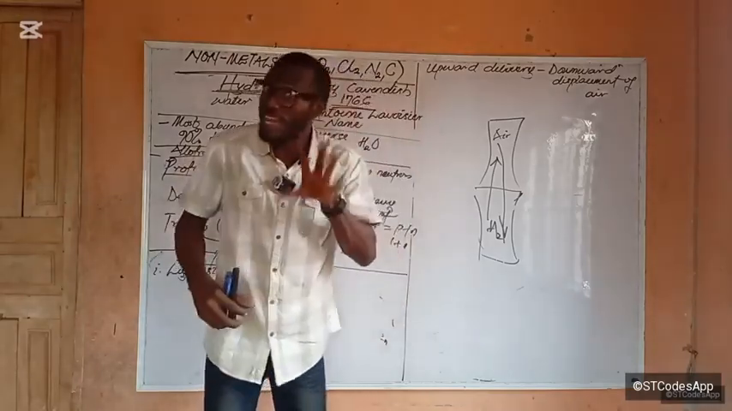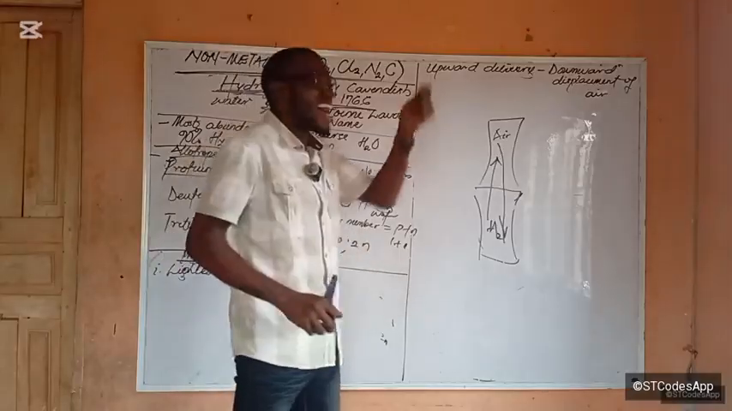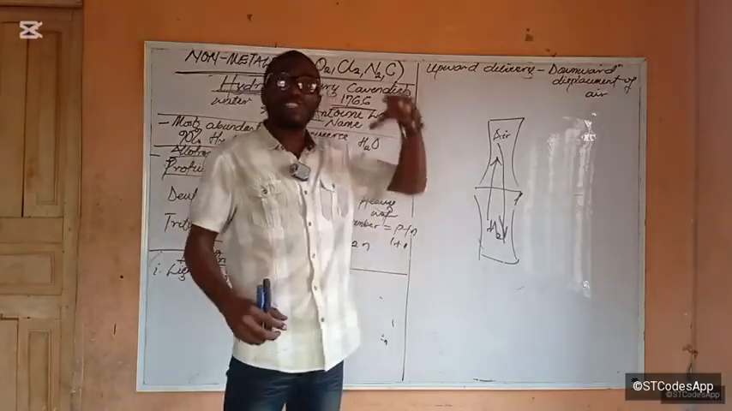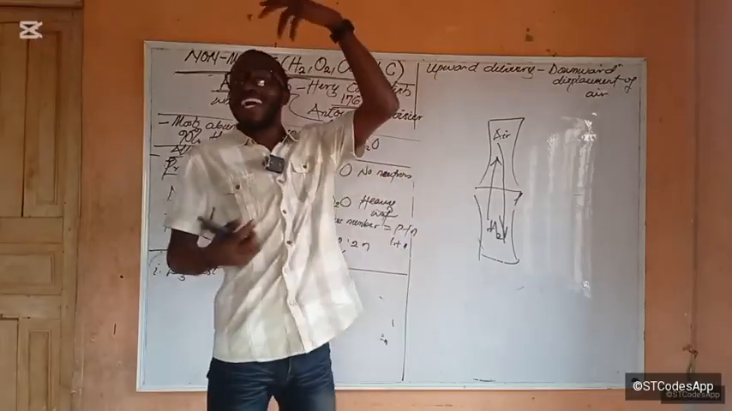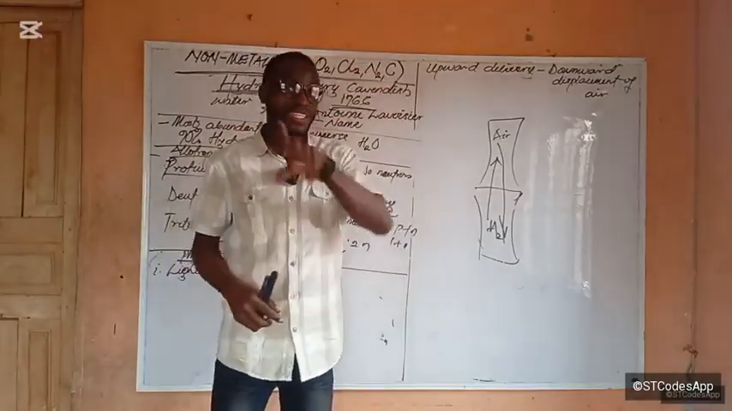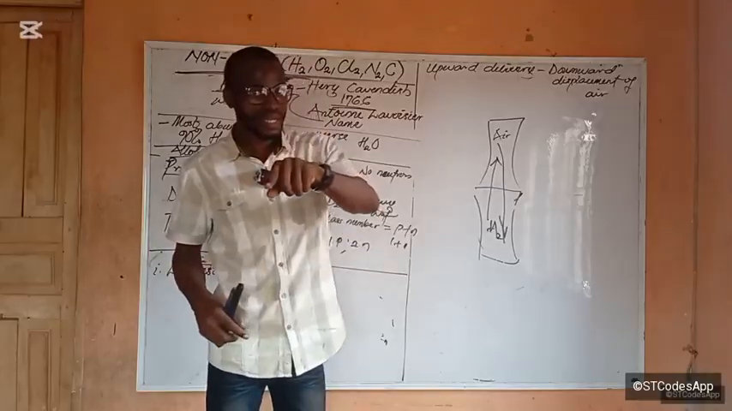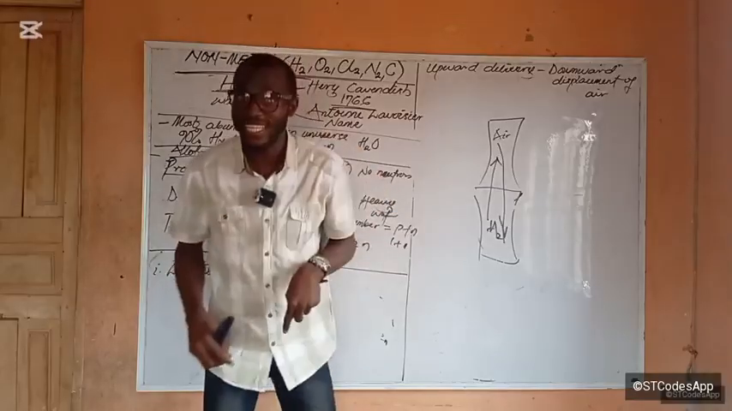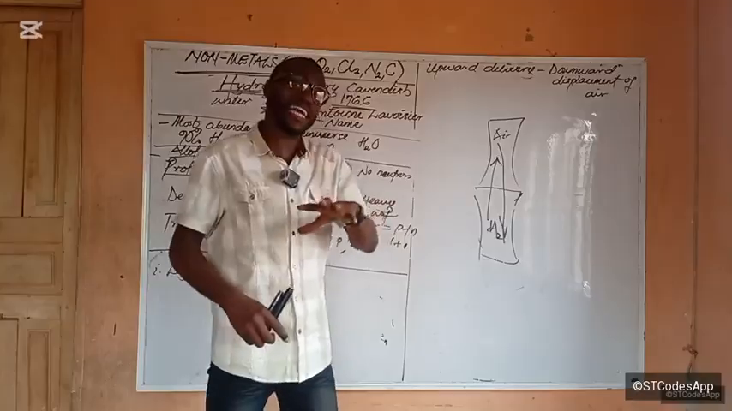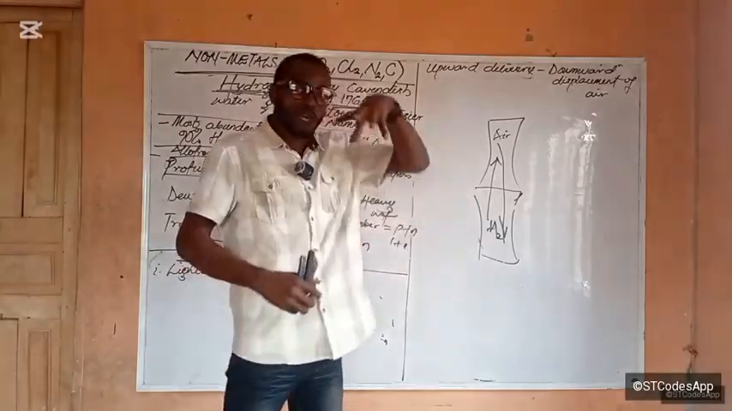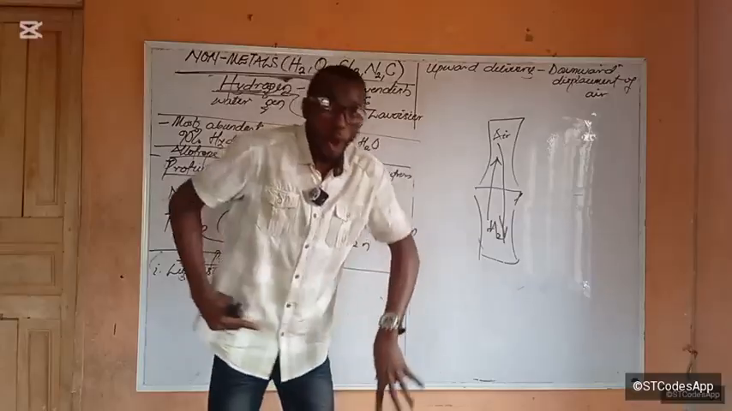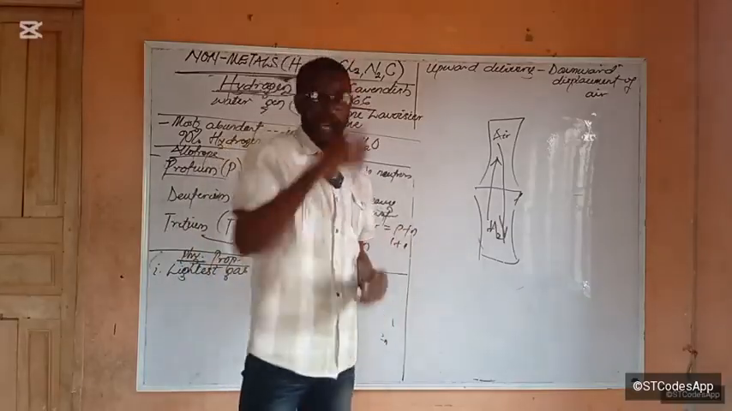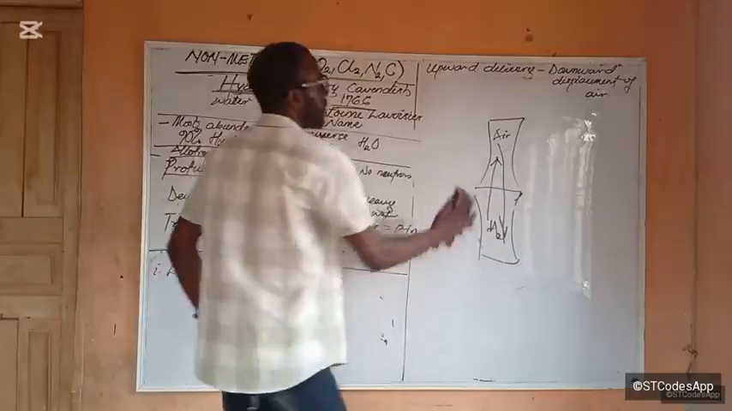But the way to think of it is heavier. Is that clear? Heavier than air means that it will displace air upward, and the gas will come down. An example is chlorine. Chlorine is 1.7 times denser than air, so it will be collected by downward delivery, or upward displacement of air.